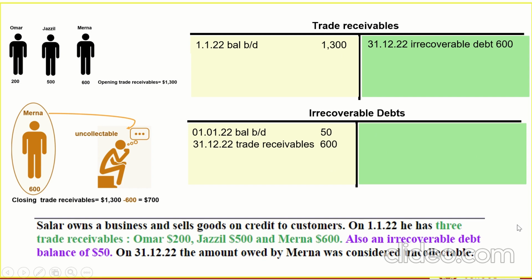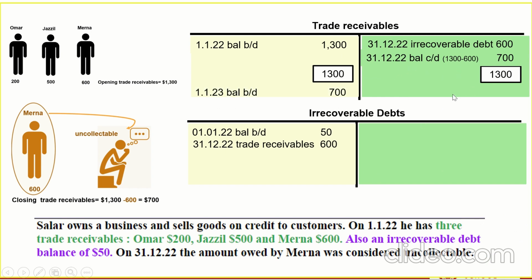As you can see here, the debit side is greater in the trade receivable account, so you write 1,300 in the total. Now you find the difference between 1,300 and 600, which will be 700. 31st 12/22 balance carried down. Followed by that, you bring it to the debit side, 1st of Jan 2023 balance brought down 700.